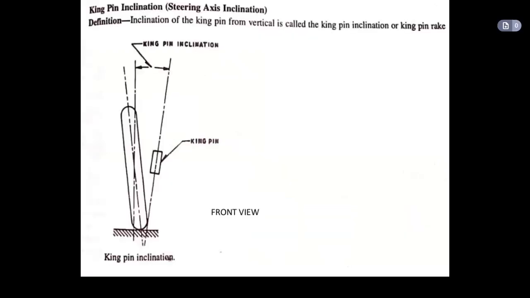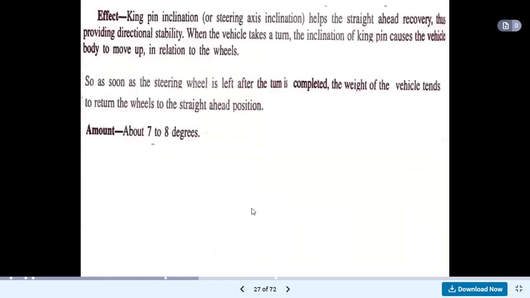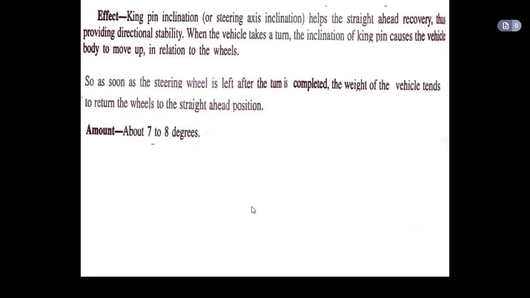Kingpin inclination is also called steering axis inclination. Inclination of the kingpin from vertical is called kingpin inclination or kingpin rake. This is the vertical line, and this is the kingpin inclination. Kingpin inclination or steering axis inclination helps the straight ahead recovery, thus providing directional stability.